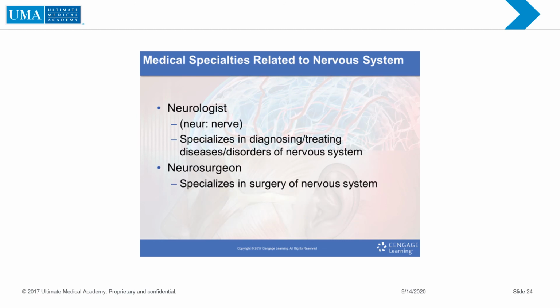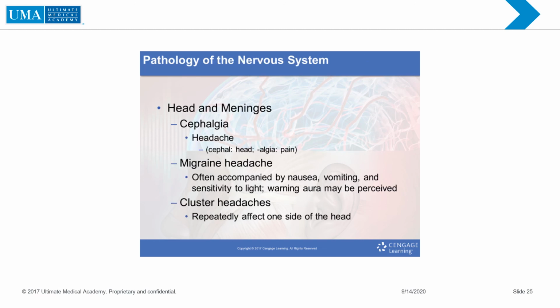We also have a neurosurgeon, and this would be a physician who specializes in the surgery of the nervous system. Again, neuro meaning nerve, and surgeon is an easy one, a surgeon. Within the nervous system, as with our other body systems, there are also some pathological conditions that may be present and need treating. A few of those are listed here.